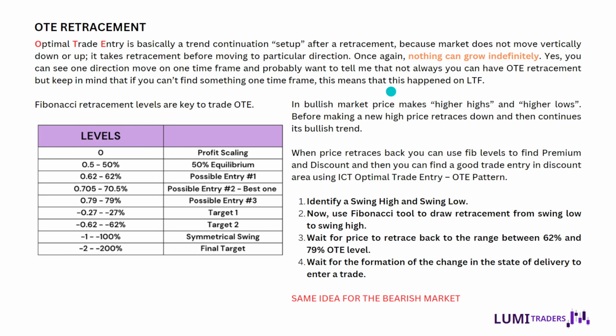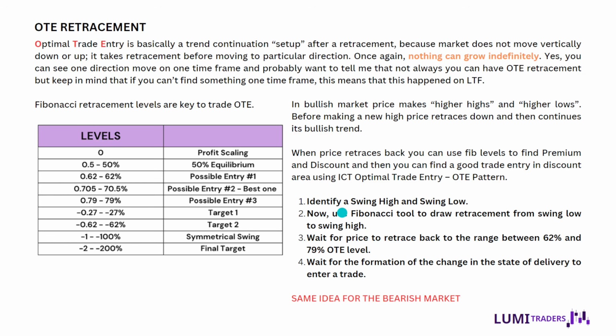In a bullish market, price makes higher highs, higher lows, right? Before making a new high, price retraces down and then continues its bullish trend, right? When the price retraces back, you can use FIB levels to find premium and discount. And then you can find a good entry in the discount area using ICT optimal trade entry. ICT calls this the OTE pattern.